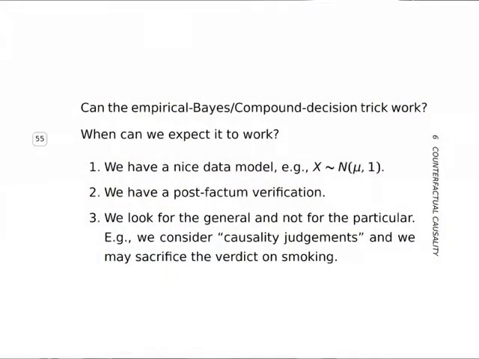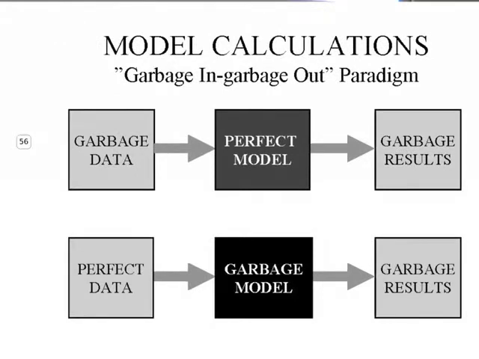So I started with an example in the time series situation where the empirical based compound decision trick worked. When can we expect it to work, and is it related to this type of discussion? There were a few things there. We have a nice model, we have a post-factum verification, and we look for a general and not for the particular. Most causality judgments, more particularly causality judgments about a single patient, are on the particular, and there is no post-factum verification that can tell us whether things worked in the past or not. And therefore, I don't see how this can be saved.